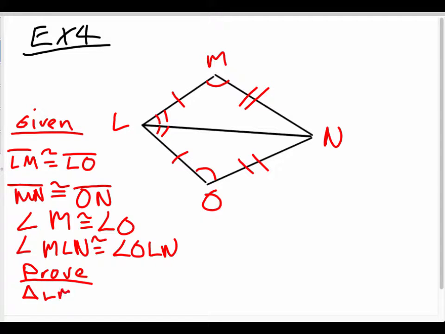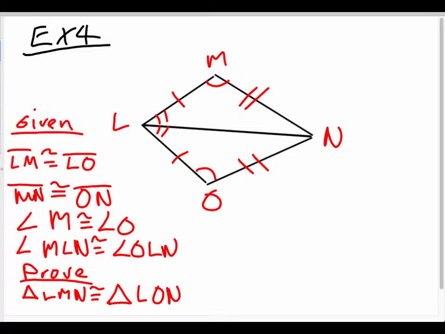Prove triangle LMN is congruent to triangle LON. So to prove the triangles, we just have to prove that the corresponding parts are congruent. You're going to hear me say that phrase a lot. Because to prove triangles are congruent, we just have to prove that their corresponding parts are congruent. Okay? All right, well, what are we given? We're given that LM is congruent to LO, MN is congruent to ON, angle M is congruent to angle O, angle MLN is congruent to OLN, and then we need to prove that the two triangles are congruent.